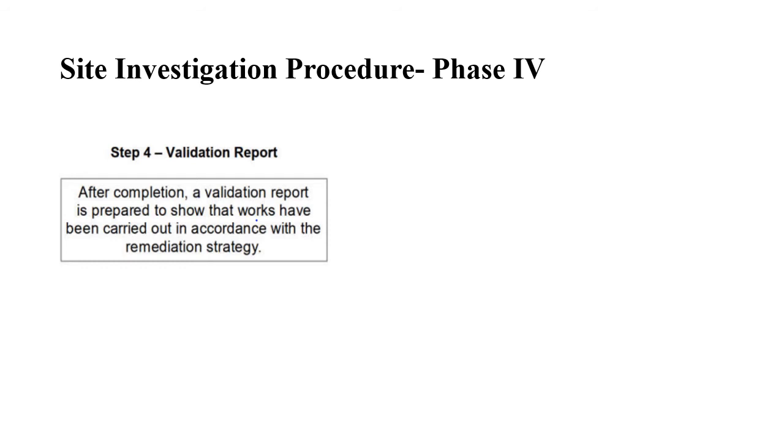Basically, in that validation phase, you will have to make a proper report showing all the works that you have done, and the post works, that is the collection of samples after the remediation works, and then its analysis and its comparison with the standard values, and thereby you are proving that your land which you have remediated poses no threat or risk to anyone or anything. So these are the 4 different phases in a site investigation procedure for a contaminated land.